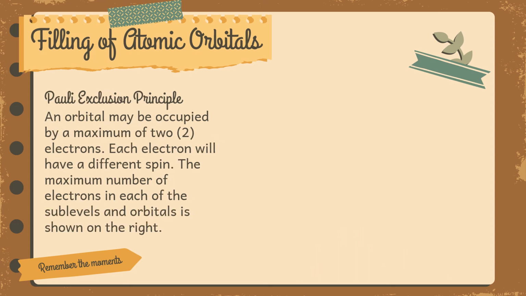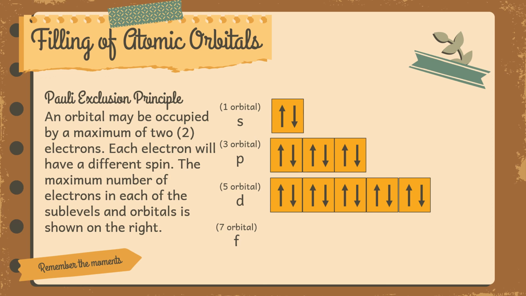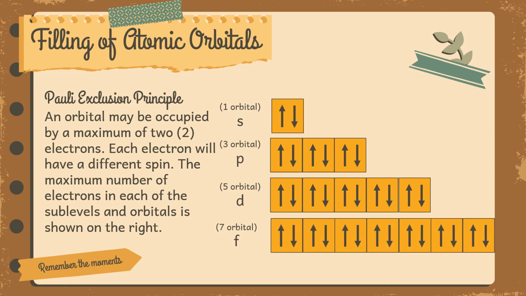Next one is the Pauli exclusion principle, wherein an orbital may occupy a maximum of 2 electrons. Each electron will have a different spin. The maximum number of electrons in each of the sublevels and orbitals is shown on the right. The S sublevel consists of 1 orbital. The P sublevel has 3 orbitals, so it is represented by 3 boxes. The D sublevel has 5 orbitals, represented by 5 boxes. The F sublevel consists of 7 orbitals, represented by 7 boxes. On each box, they can carry a maximum of 2 electrons.